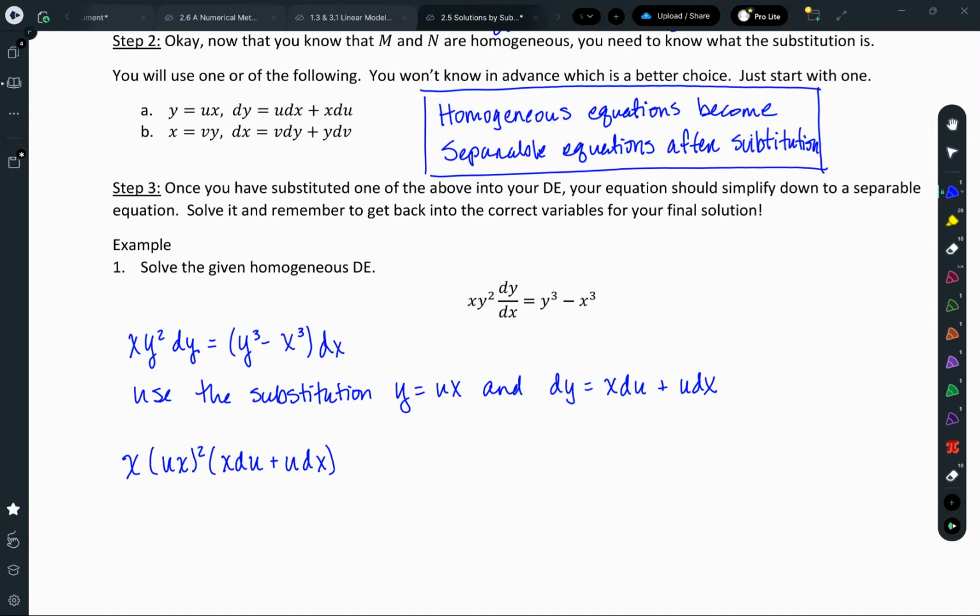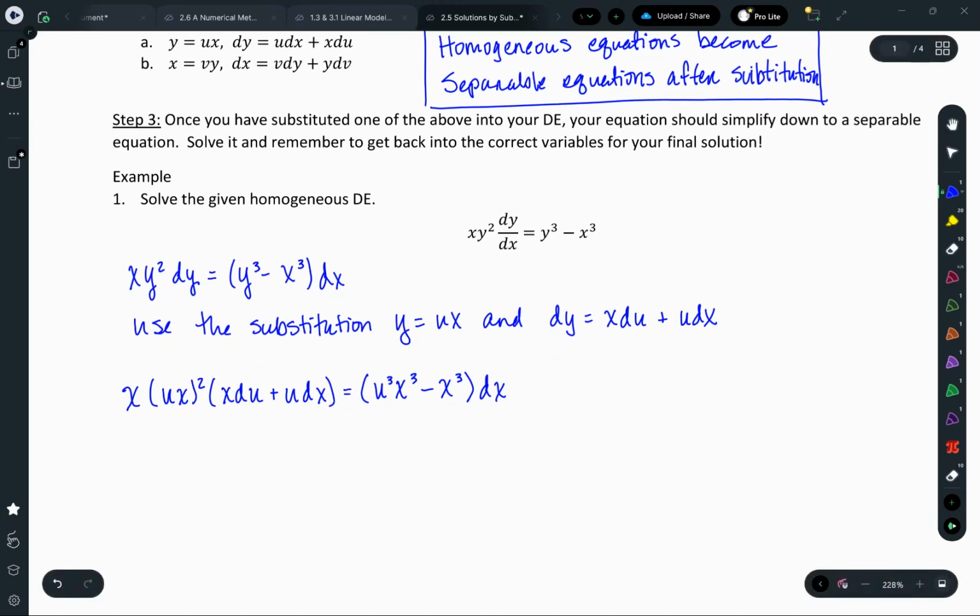If you drop those parentheses, this is not going to work. Okay? Gotta have them. This is equal to, in parentheses, y cubed will get replaced with u cubed x cubed, then minus x cubed, close the parentheses, dx. Okay, so I very carefully put everything in.